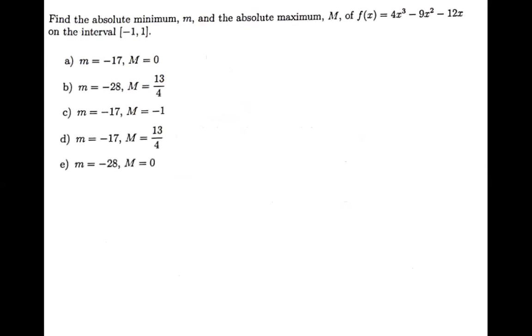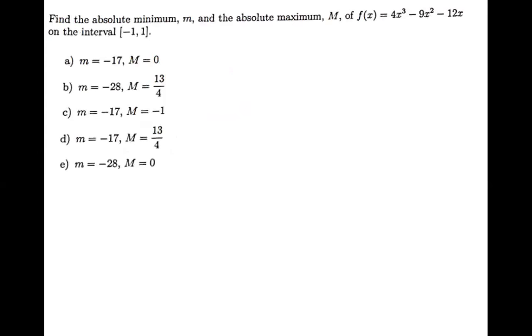This is the extreme value theorem. That means find the absolute minimum and absolute maximum value, the small m and the big M, of the function 4x cubed minus 9x squared minus 12x on the interval from -1 to 1. Again, it's a concept. We have to understand the concept. And it's lots of arithmetic, and we have to be really careful, okay?